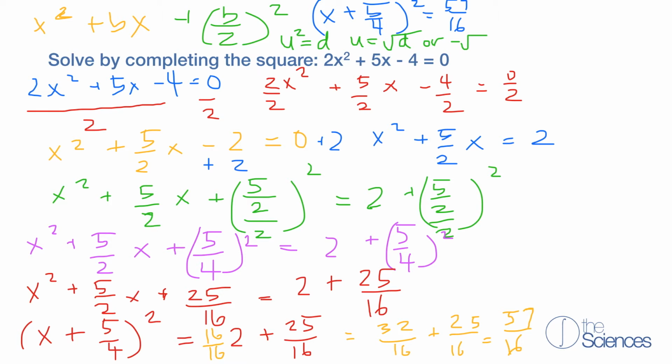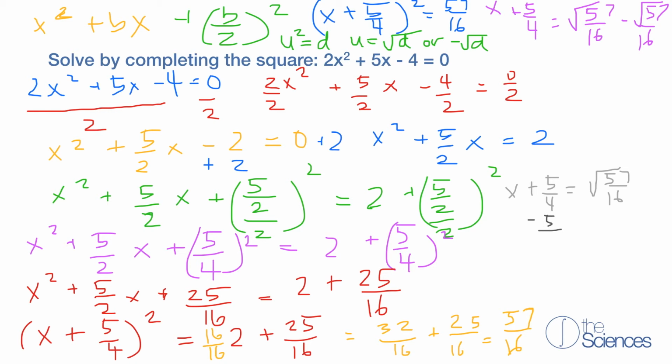Now remember that if u squared equals d, then u equals the square root of d or negative square root of d. So using this formula, we're going to get x plus 5 over 4 equals the square root of 57 over 16, or negative the square root of 57 over 16. So now we're going to solve these two equations. When we do that, we get x plus 5 over 4 equals the square root of 57 over 16. So we're going to subtract 5 over 4 from both sides.